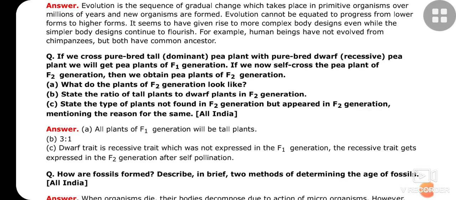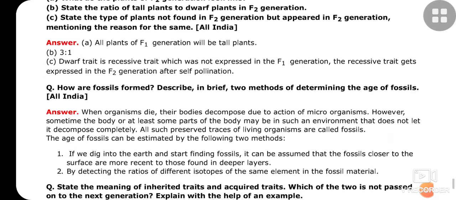All plants of F1 generation will be tall. To the another question, it is 3:1, and then dwarf trait is recessive, which was not expressed in the F1 generation. The recessive trait gets expressed in the F2 generation after self-pollination. Okay?